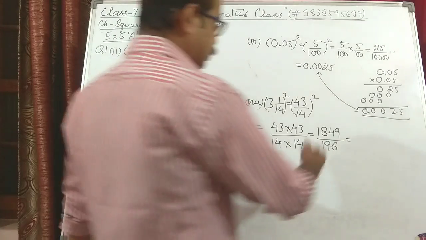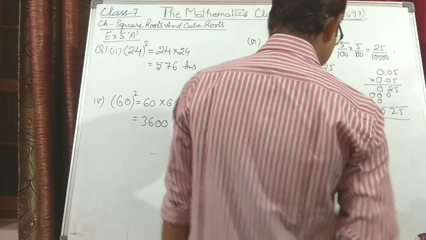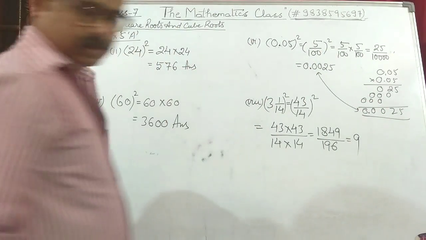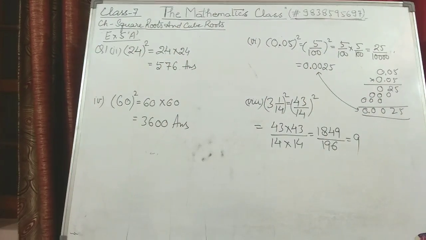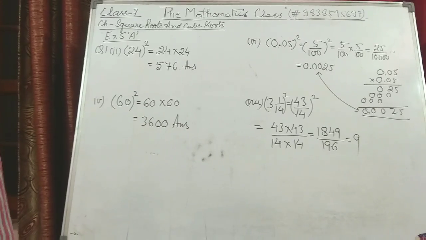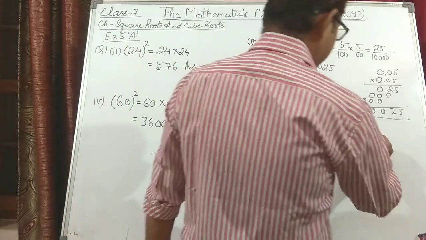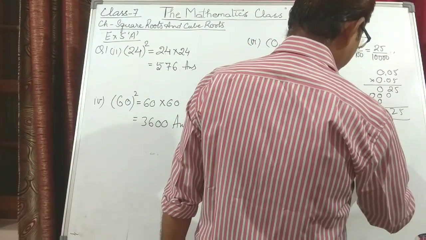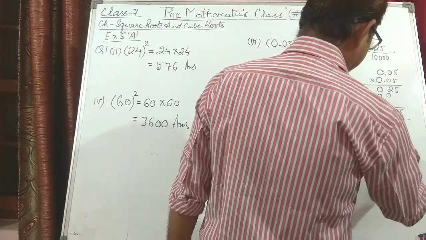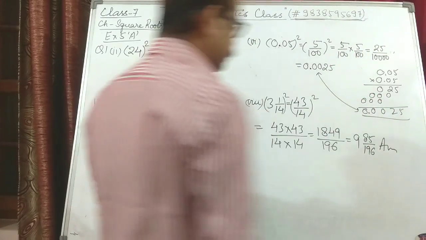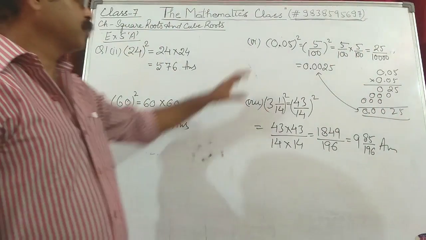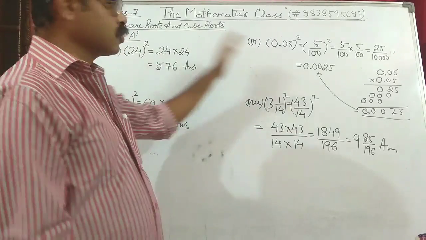Now if you want, you can convert it to the mixed fraction, that will be 9 whole, 85 is left. So 85 upon 196, that is the final value. So calculation part I am not very much bothered. You need to learn the concept. I hope this is all clear.